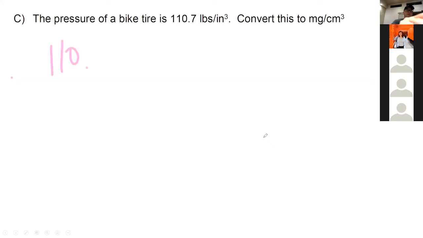Here's my number that I want to convert. So where do you suggest we start? What unit do you want to change first? I converted the pounds to grams and then from grams to milligrams. Right, because you want to use the conversions on the test sheet. Those are the ones available to you.